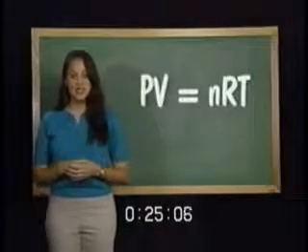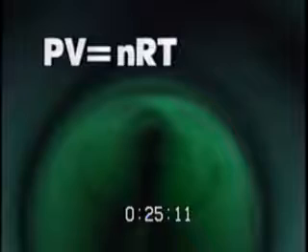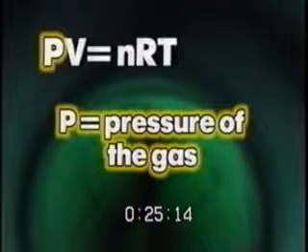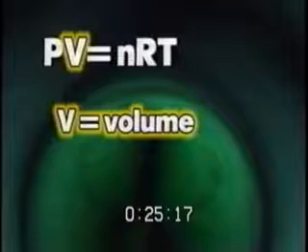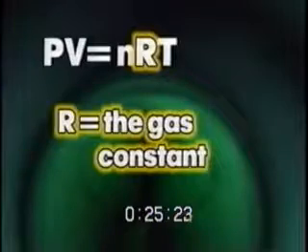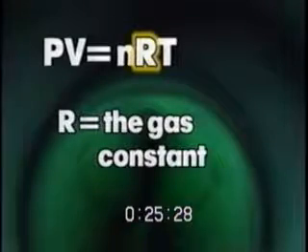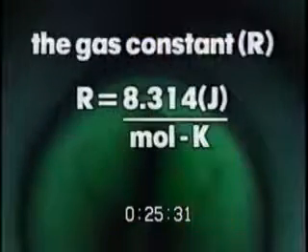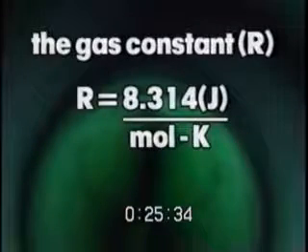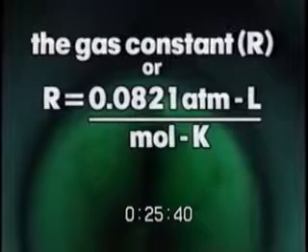You can remember the equation, PV equals nRT, because it looks kind of like pervnert. In the ideal gas equation, P represents the pressure of the gas, V equals the volume, n equals the number of moles we're working with, R is the gas constant, and T is the temperature. R, the gas constant, is one of those deals you can just look up in your book. It's 8.314 joules per mole times Kelvin, or 0.0821 atmospheres times liters per mole times Kelvin. Either one works in the equation.